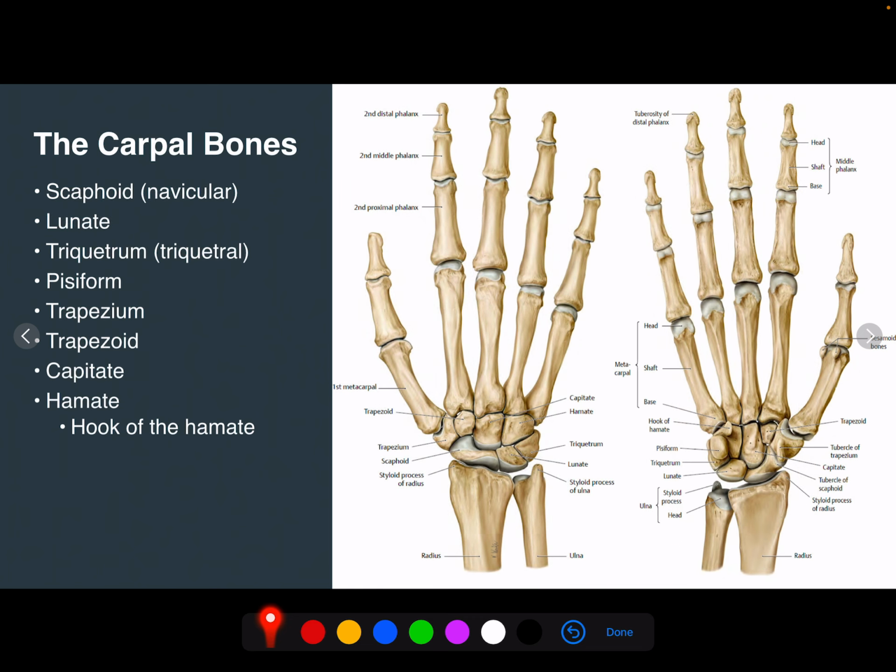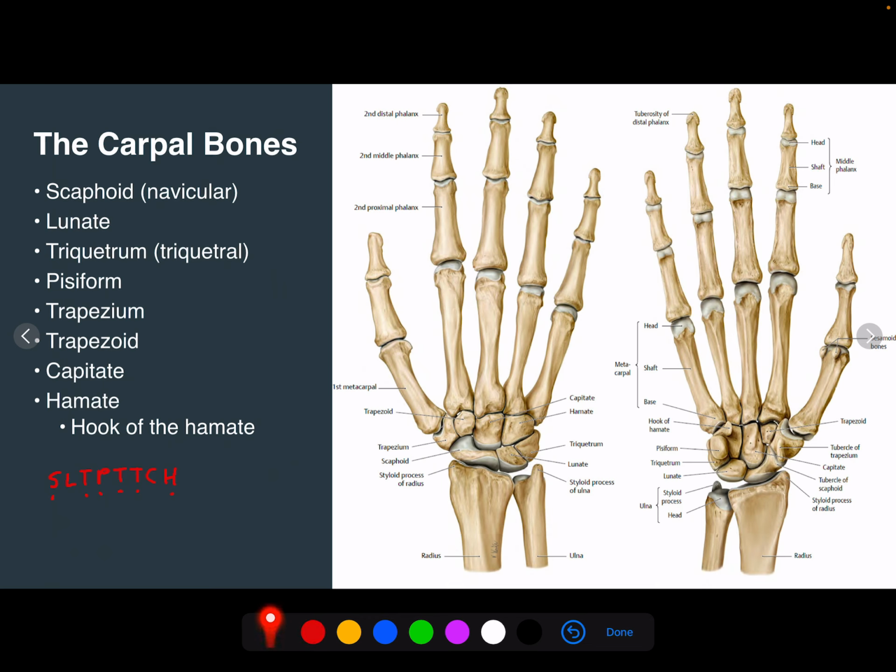All right, so now we get into everything hand related. Everyone develops their own little mnemonics. I would encourage you to either look it up or develop one of your own. That's the order of the mnemonic I've always used. It stands for scaphoid, lunate, triquetrum, pisiform, trapezium, trapezoid, capitate, hamate. All right, we can see that here.